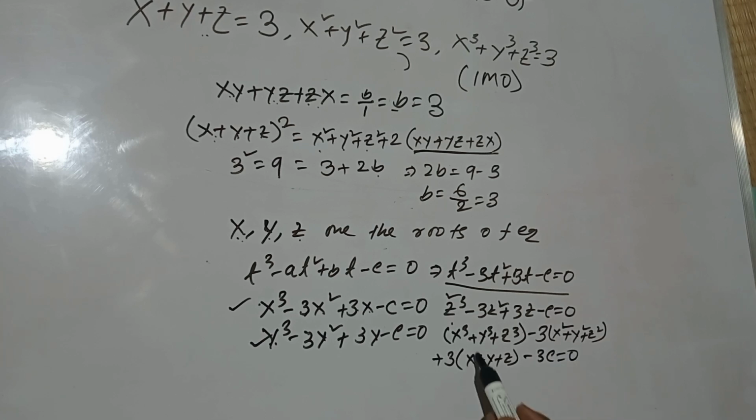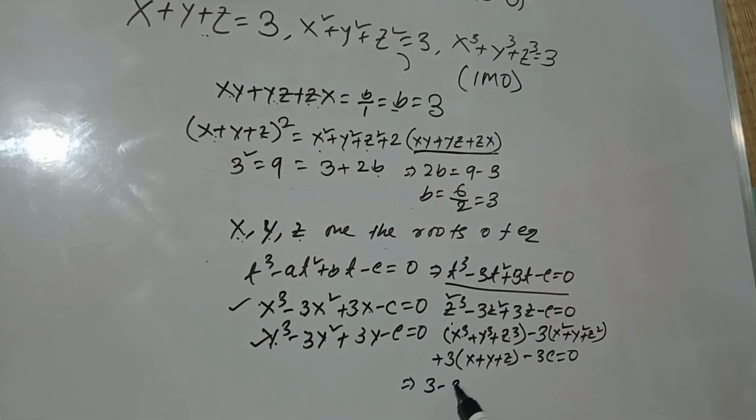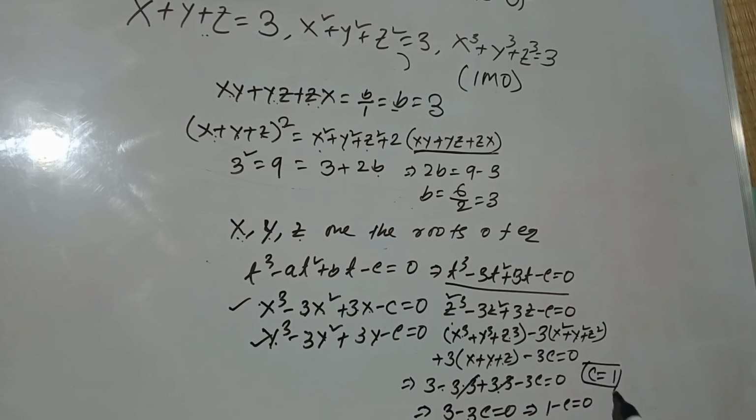Now you can see that x cube plus y cube plus z cube, the value of it is simply 3, it is given. And minus 3 into x square plus y square plus z square, the value of it is also 3. And plus 3 into x plus y plus z, it is also 3. So 3 minus 3c equal to 0. This 3 into 3 and this 3 into 3 will cancel out, since one is negative and one is positive. Here we are left with 3 minus 3c equal to 0, so 1 minus c equal to 0, and c equal to 1.